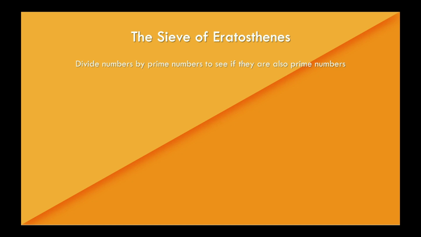The way we can identify primes is by using the Sieve of Eratosthenes. Let's look at how this is done. Eratosthenes posits, or posited rather, that as we go through the numbers, we can divide them by primes that came before it to see if they are also primes. It's easier to see this in a visual.